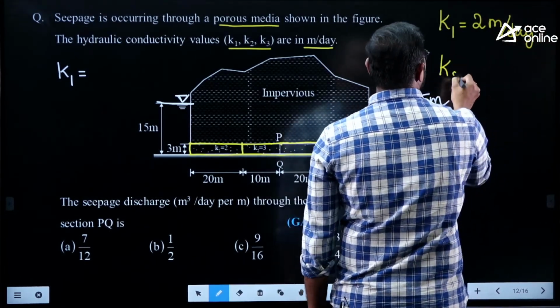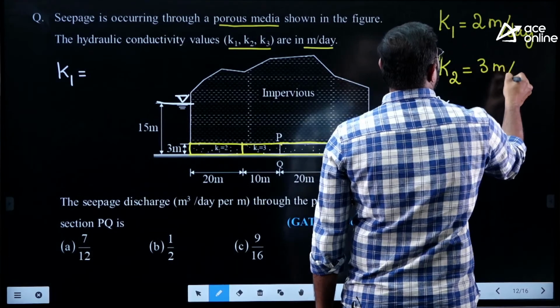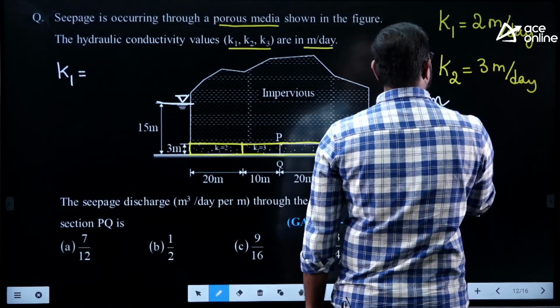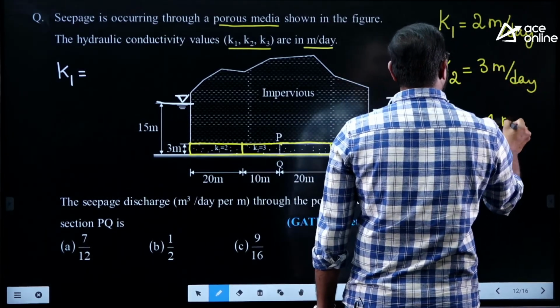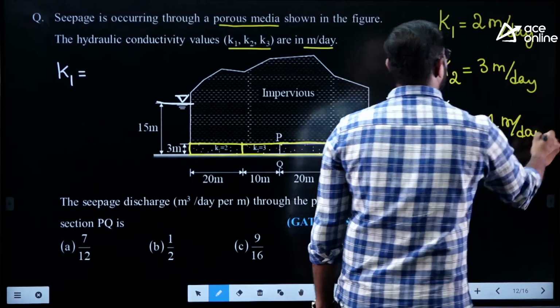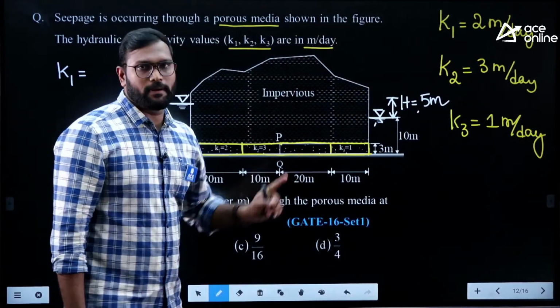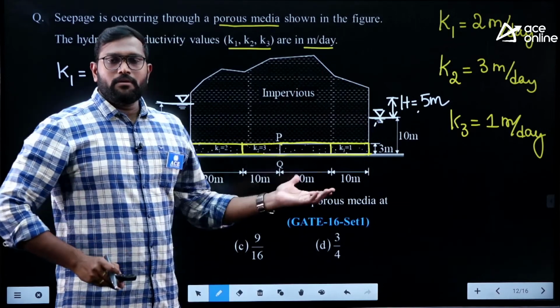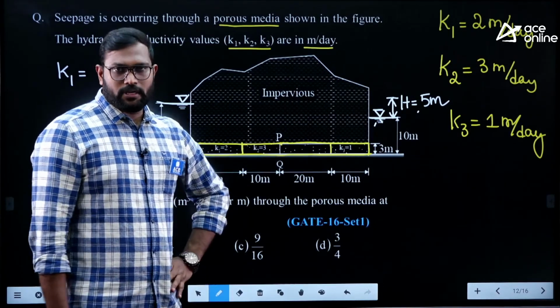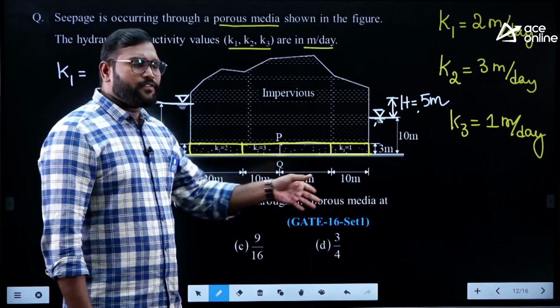K2 is given as 3 meter per day. And K3 is given as 1 meter per day. So they just gave you the values, mentioned in terms of meter per day. Now it is a layered deposit or anisotropic soil. Yes, and different soils are there.